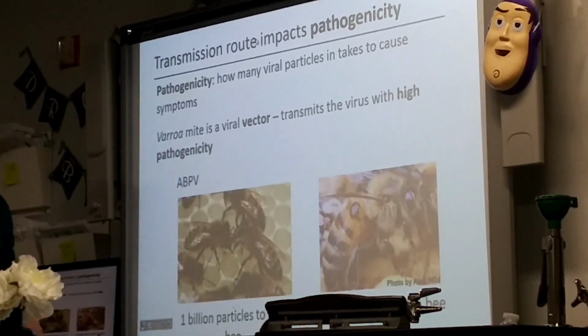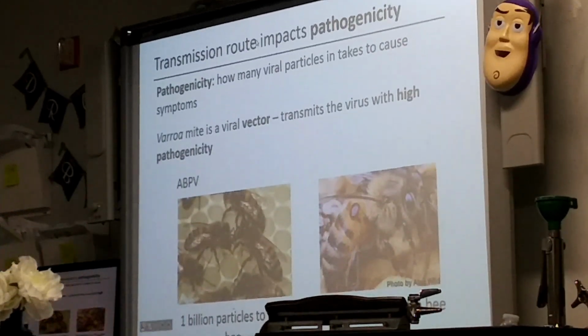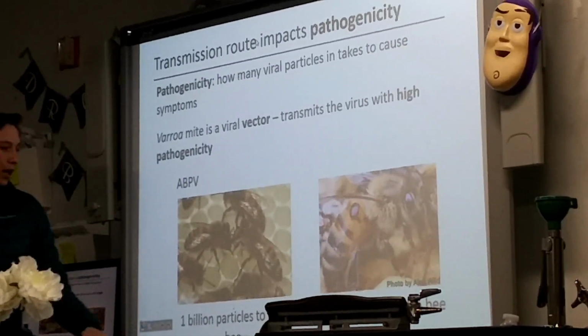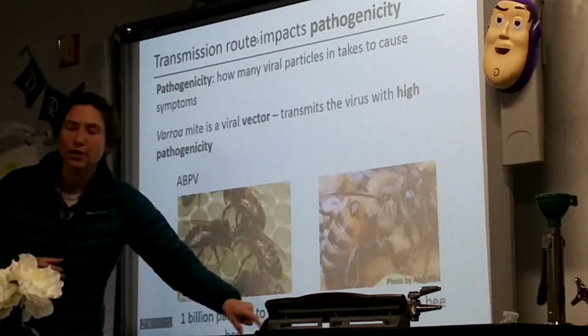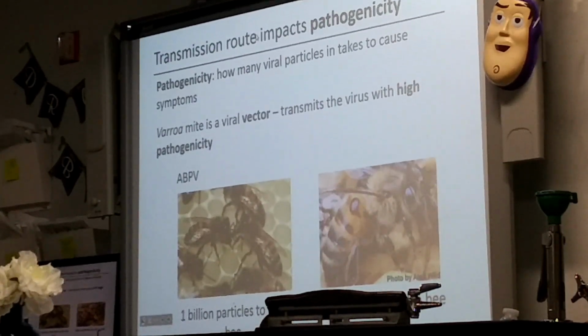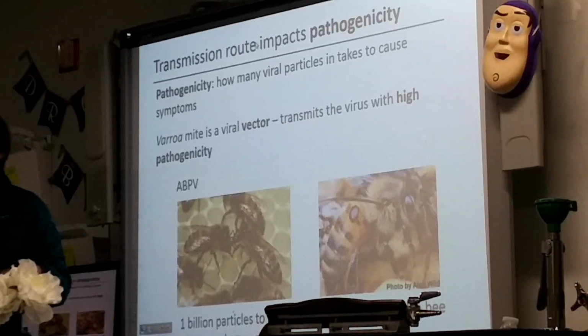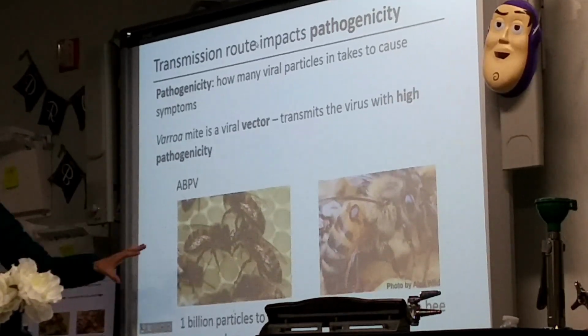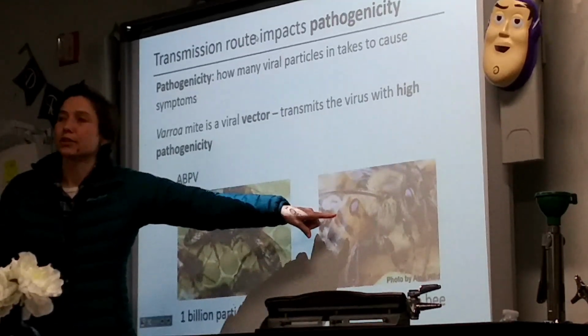If you get it from worker feeding, it takes about 1 billion viral particles, those tiny little virus packages, to kill a bee, to kill you. If you get it from Varroa mite, you only need 100 particles to lead to your death. So this has to do with how the virus gets inside the body. So remember, how does it make you sick? If you get it through your digestive system, that could be very different from a mainline delivery from a Varroa mite.